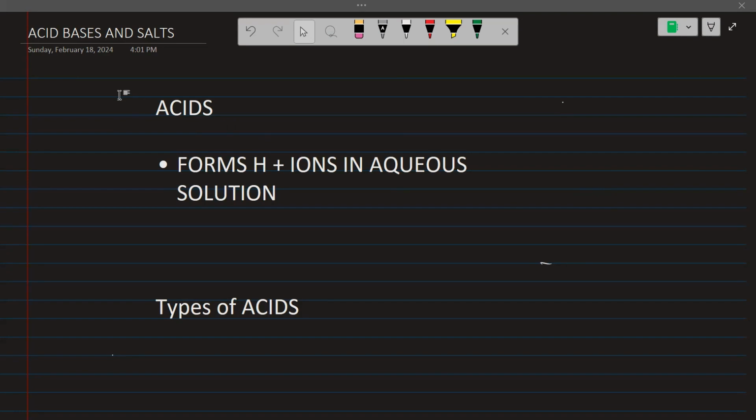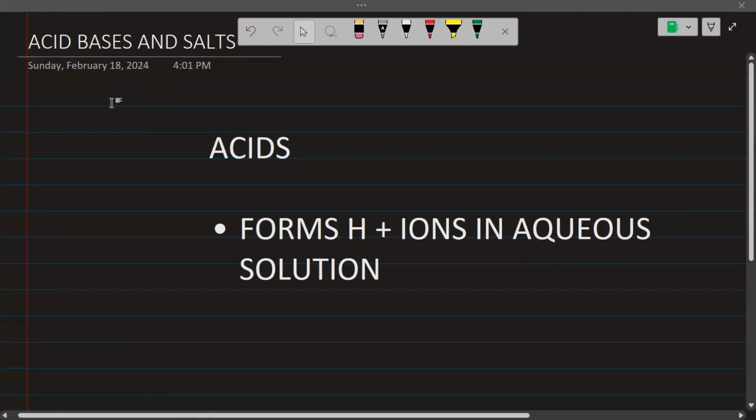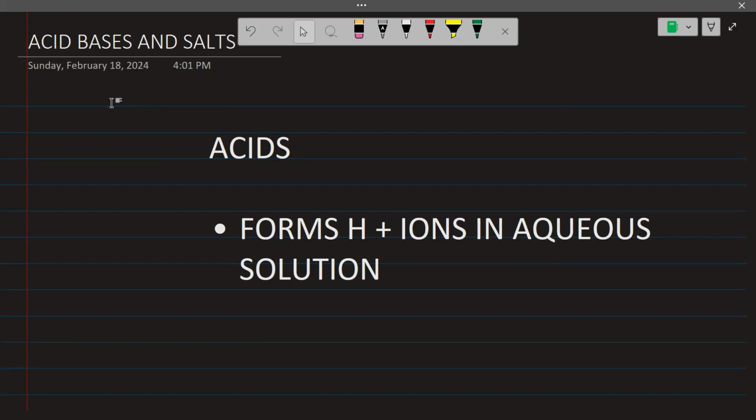Okay, this chapter name is acids, bases and salts. In this lecture, inshallah, we will cover the definition of an acid, and we will also cover the properties of an acid and its reaction with metals, bases, and carbonates. Okay, so let's start. What's the definition of an acid?